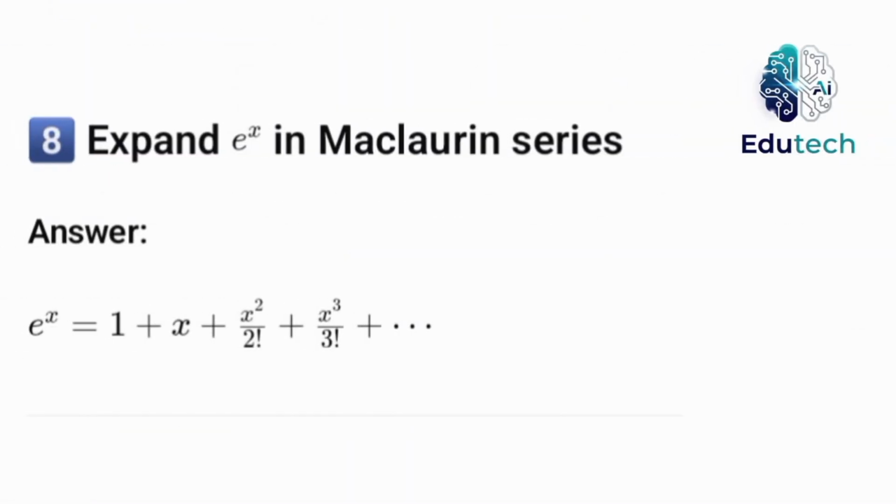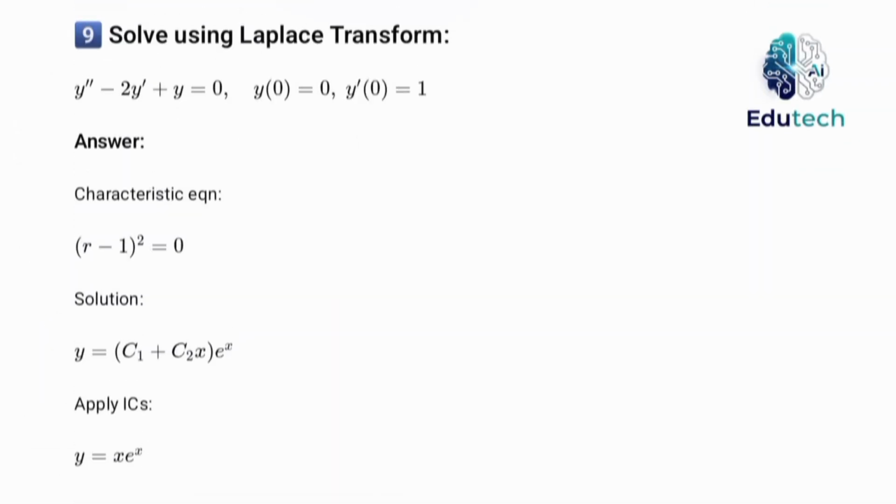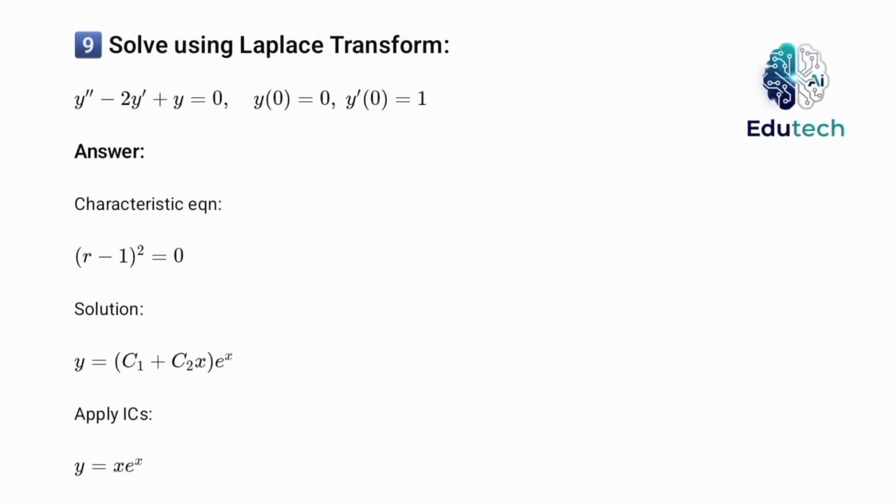Expand e raised to x in Maclaurin series. E raised to x is equal to 1 plus x plus x square divided by 2 factorial plus x cube divided by 3 factorial plus etc. Using Laplace transform, y double dash minus 2y dash plus y is equal to 0.